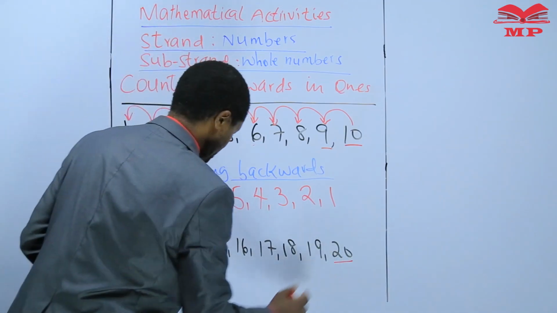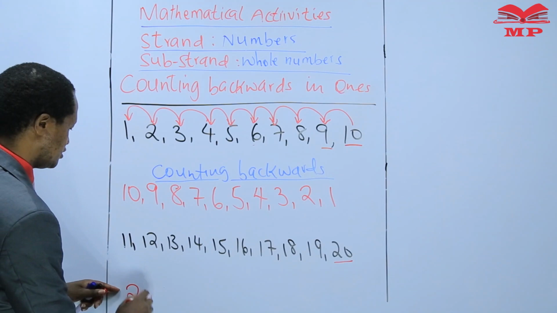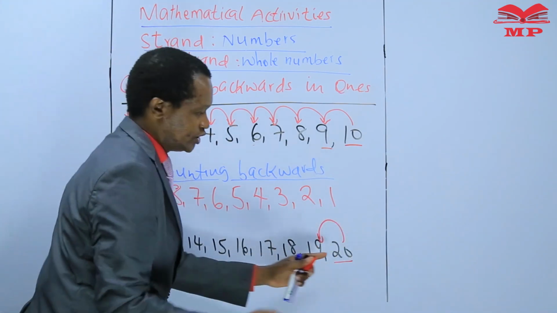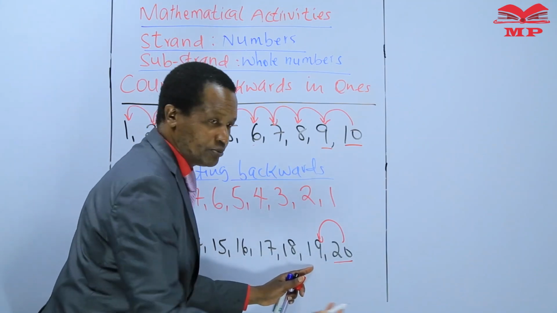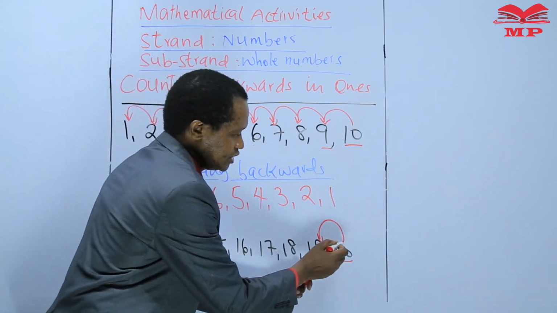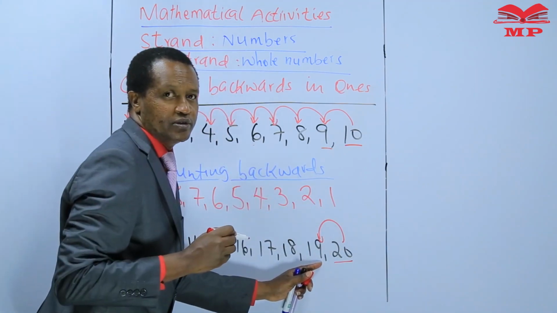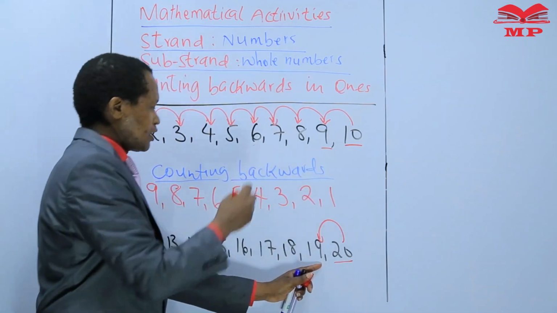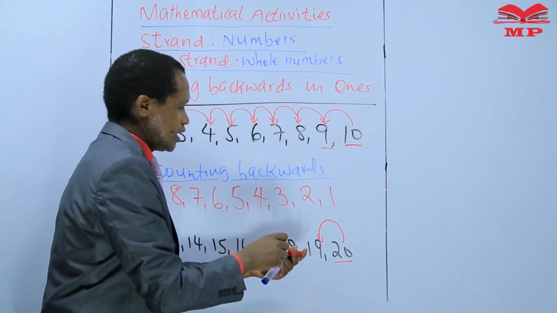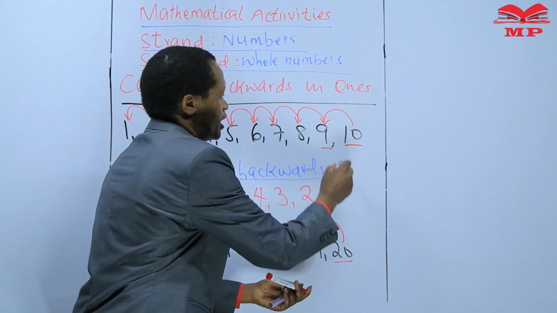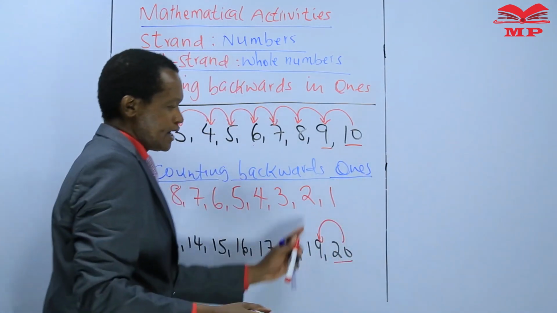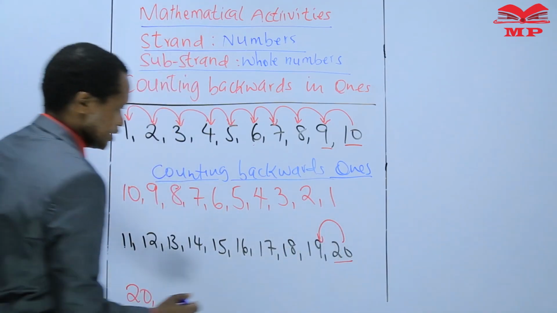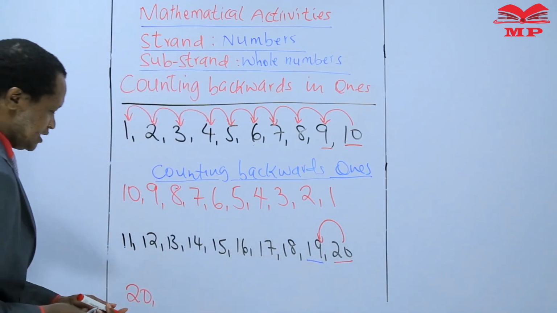We start from 20, so we write here 20. Then we move back from 20 to 19. You see 20 is bigger than 19, so we are moving back once. This is one step backwards. When you take the step, you write. So we write 19.